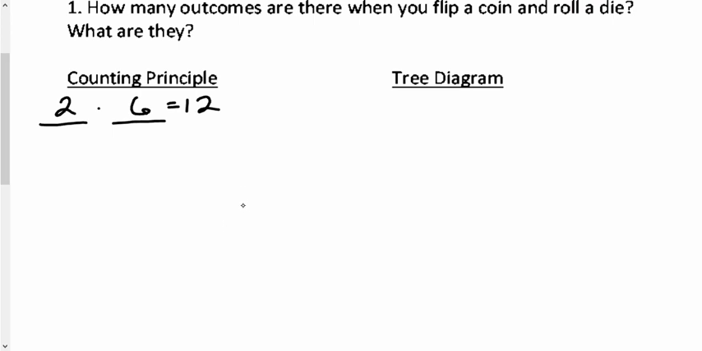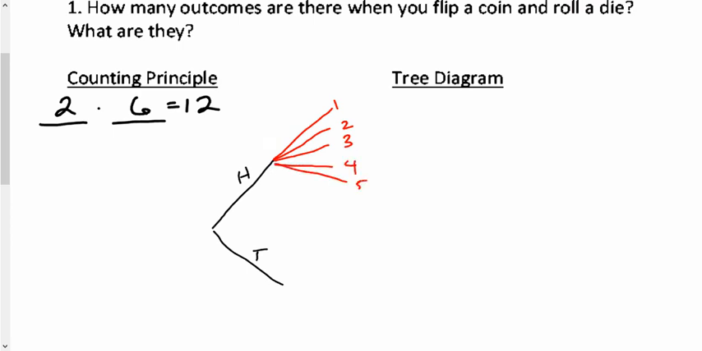So, first thing I could do is flip my coin, and when I flip my coin, I could either get heads or I could get tails, right? And then after I flip my coin, I'm going to roll the die, and I could either get a 1, or I could get a 2, or 3. I could also possibly get a 4, a 5, or a 6. Those are all the possible ways that I could roll a die.